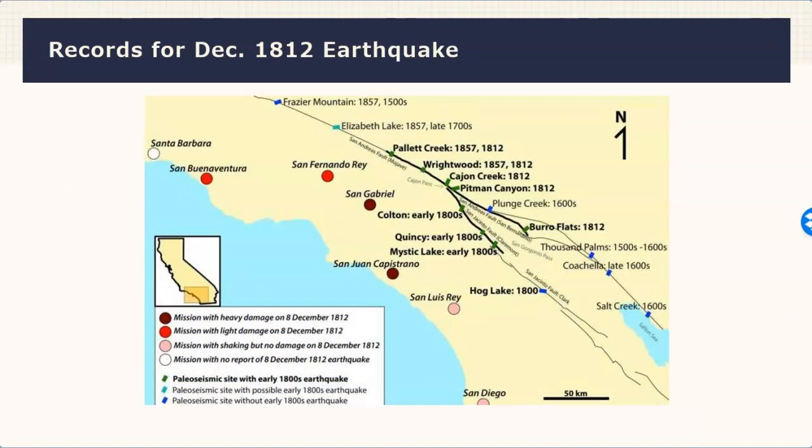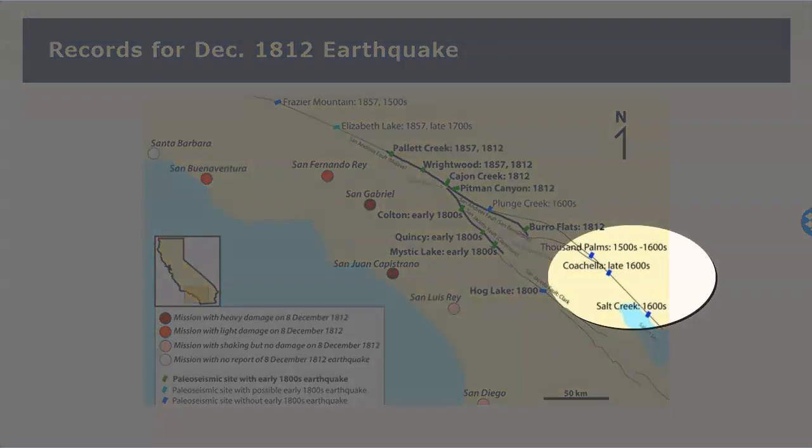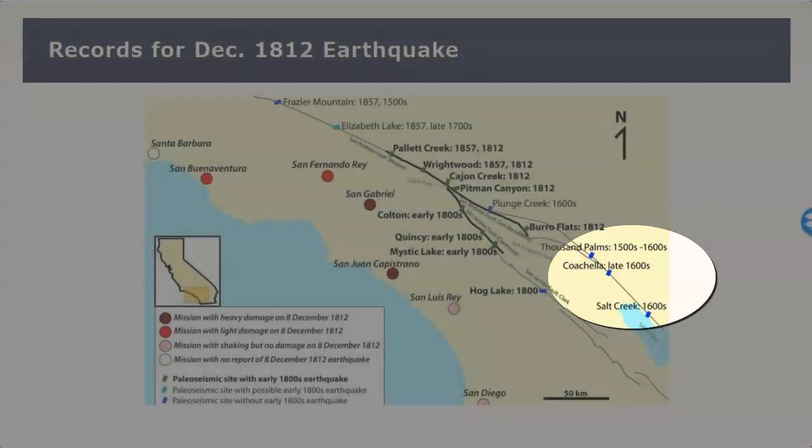The 1812 earthquake was responsible for damage to many missions and other adobe structures from the San Juan Capistrano to Santa Barbara areas. Another thing to notice is that on the southern section of the San Andreas Fault, the last known earthquake was in the 1600s. We are overdue for an earthquake in that region for sure.